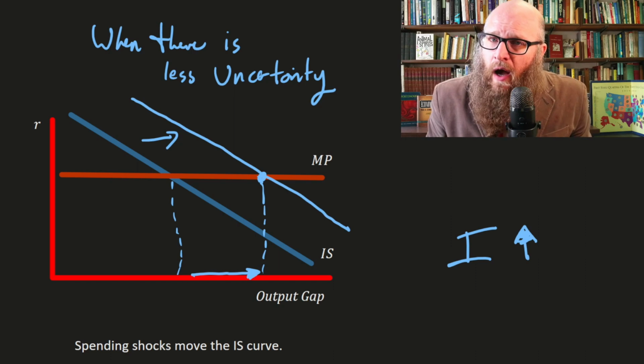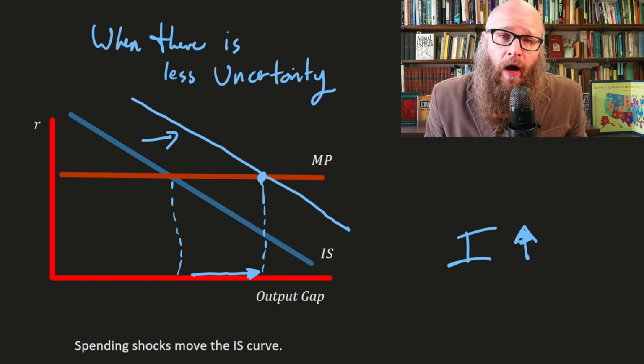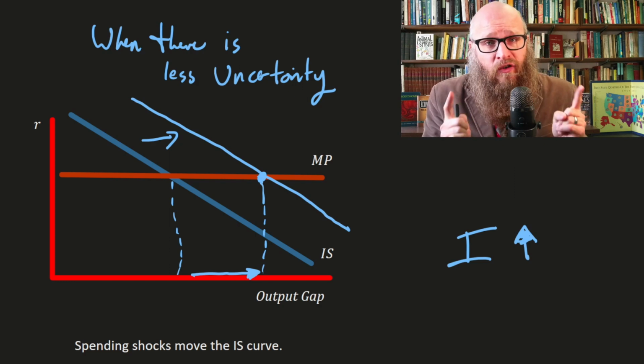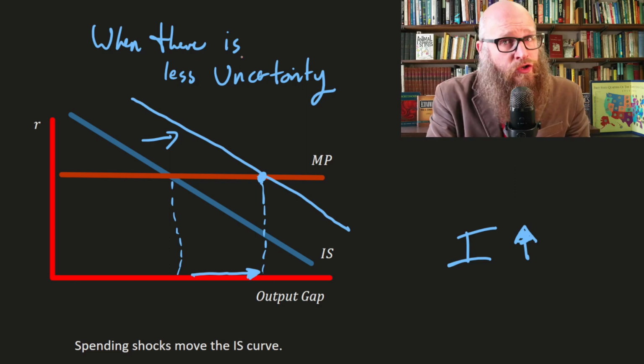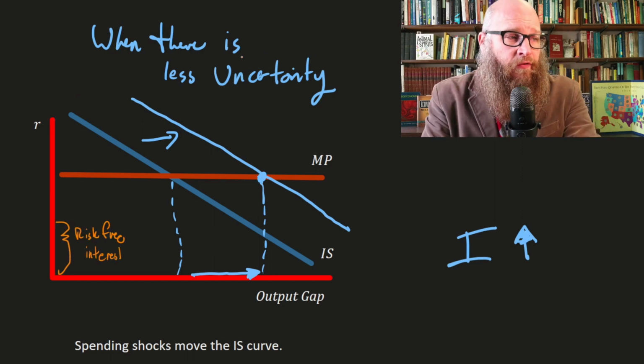Notice when we shift the IS curve and only shift the IS curve, it doesn't do anything to the interest rate. Why? Spending shocks don't affect the interest rate. They only affect real GDP. Remember, the interest rate is simply determined by two things: the Fed directly with their risk-free interest rate, and then the private economy determining what their risk premium is.